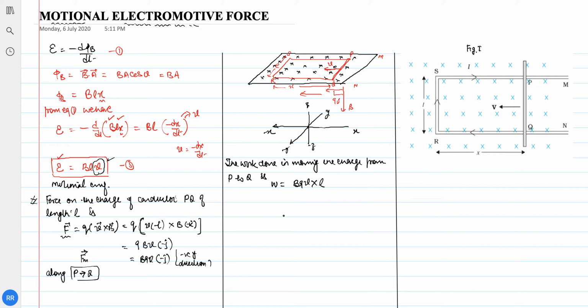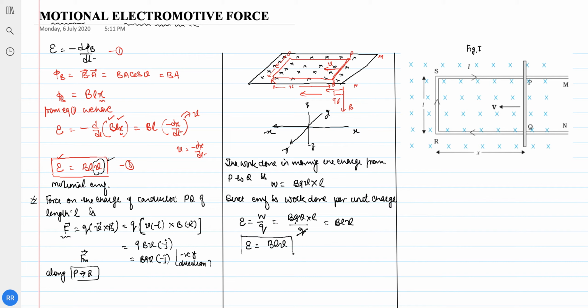So what is EMF? Since the EMF is the work done per unit charge, this EMF is equal to work done per unit charge. This is BQv into L divided by Q. Q से Q cancel हो जाएगा, this is further BLv. So now here EMF is equal to BLv.